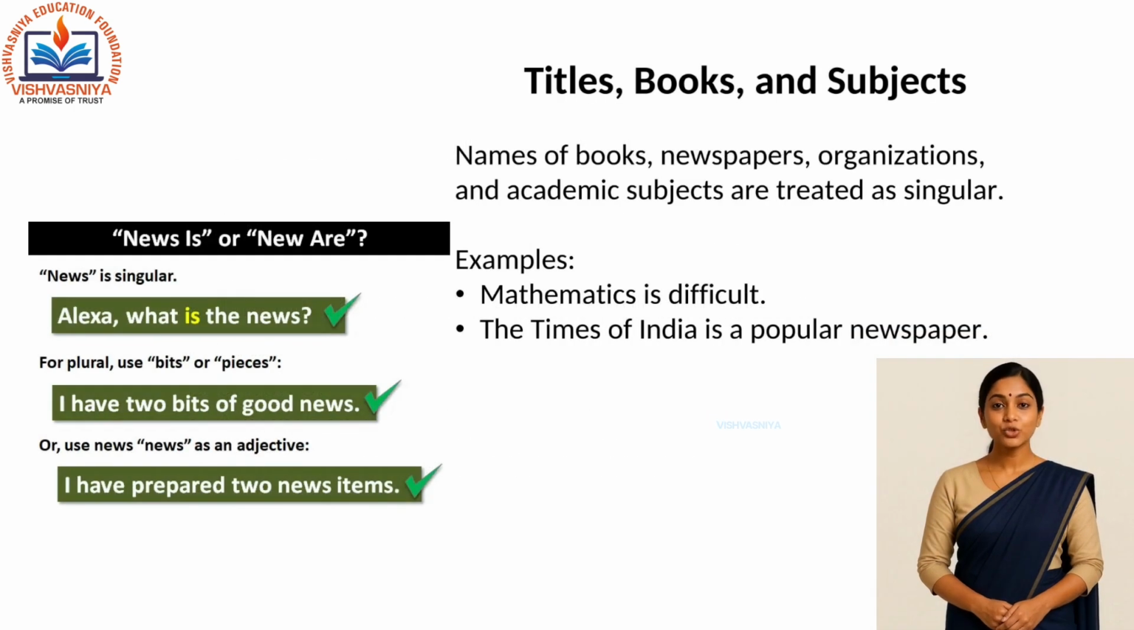Names of books, newspapers, organizations, and academic subjects are always treated as singular. For example, mathematics is difficult. The Times of India is a popular newspaper.